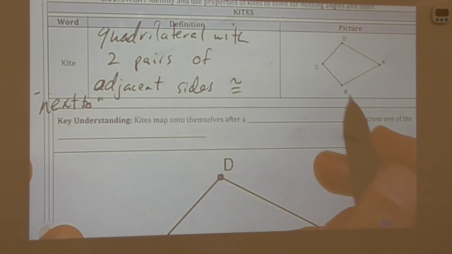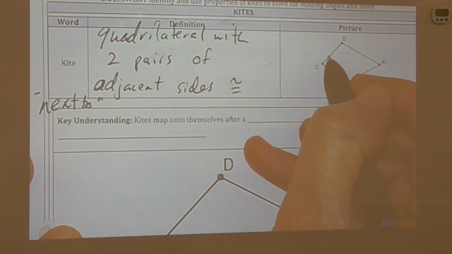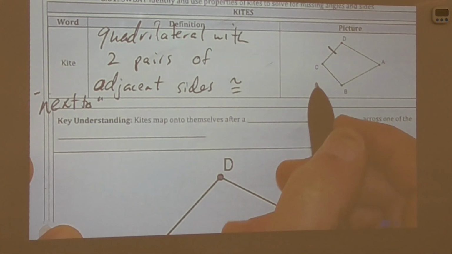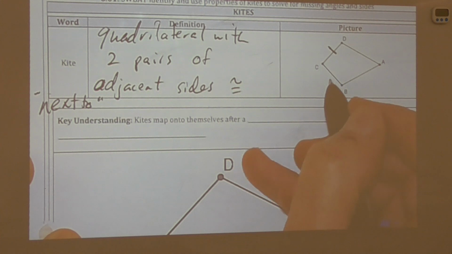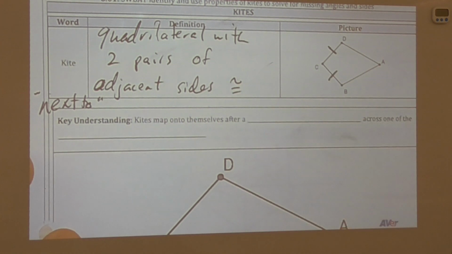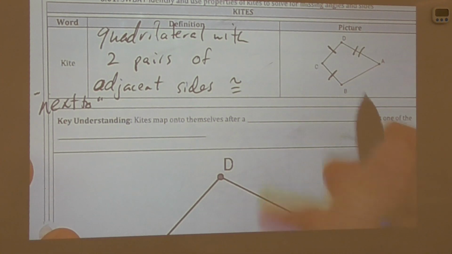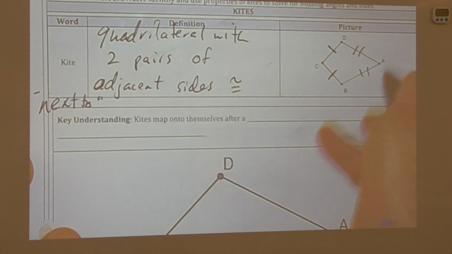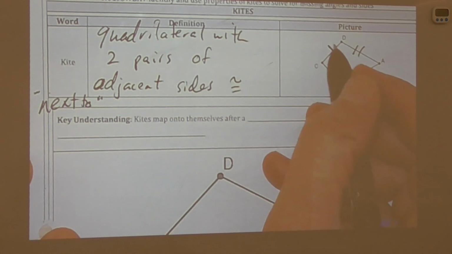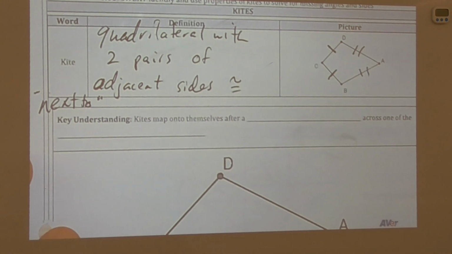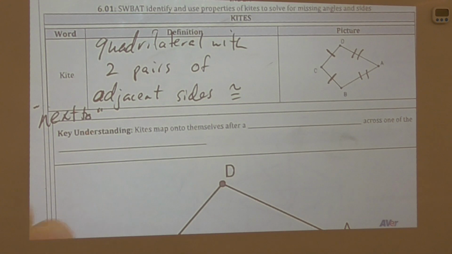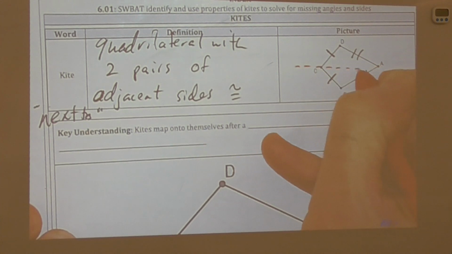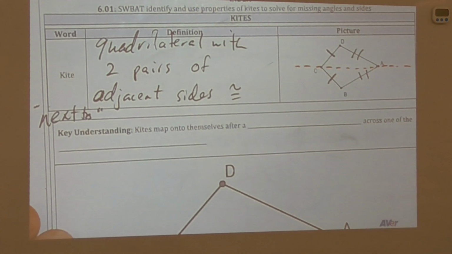So if we look at the diagram, what we're saying is that one of the sides, CD, is congruent to another side that is adjacent to it, next to it, and that's CB. And then DA is not congruent to CD, as you can see, but DA is congruent to BA. So these are adjacent and congruent. These are adjacent and congruent. Now, you might see a line of reflection here.